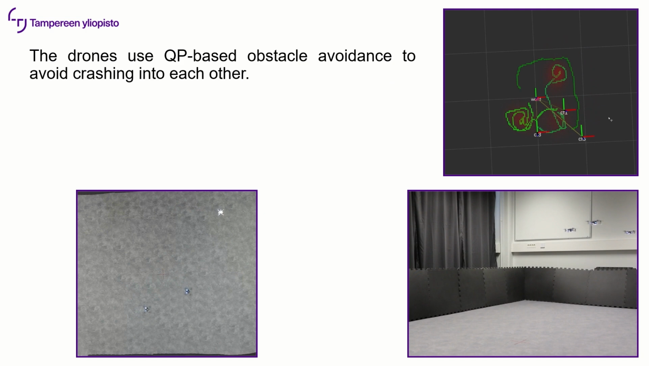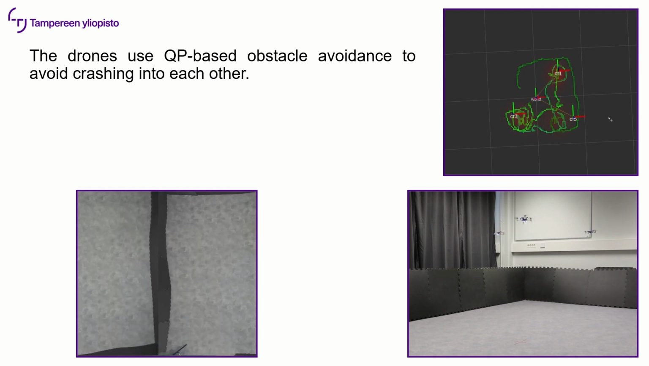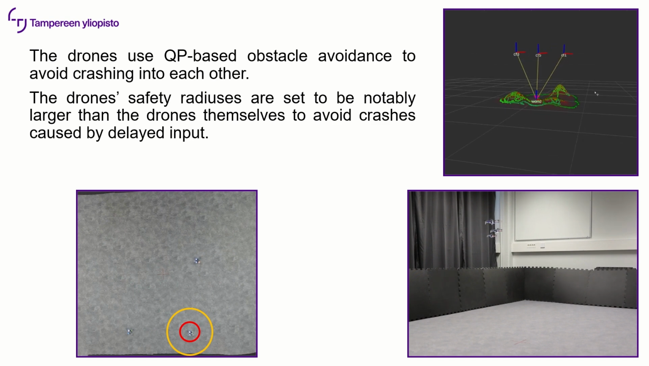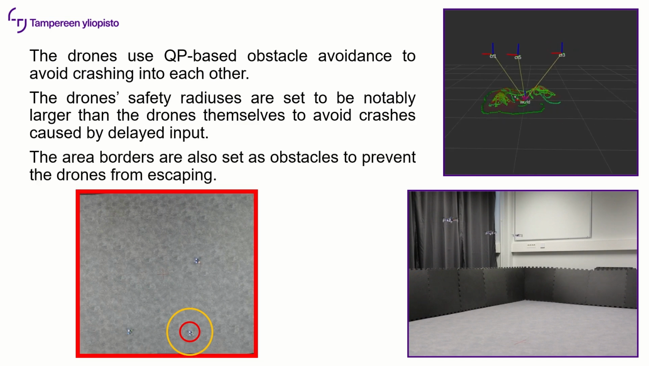The drones use QP-based obstacle avoidance to avoid crashing into each other. The drones' safety radii are set to be notably larger than the drones themselves to avoid crashes caused by delayed input. The area borders are also set as obstacles to prevent the drones from escaping.